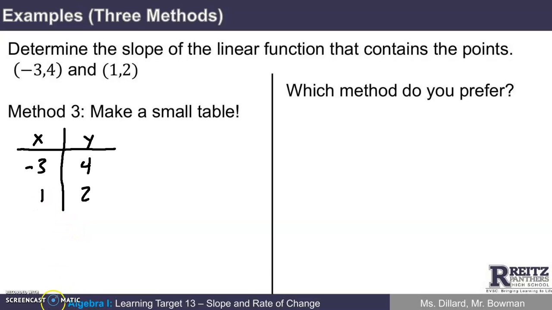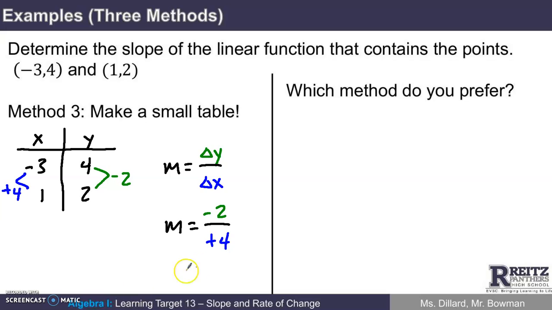Now it's like the problem where we said, let me find delta x. What would I add to negative 3 to get 1? It would be a plus 4. And what would I do to get from 4 to 2? I would do minus 2. And then slope is just change in y over change in x, or it's just negative 2 over positive 4.